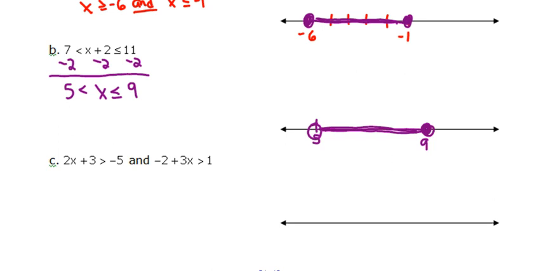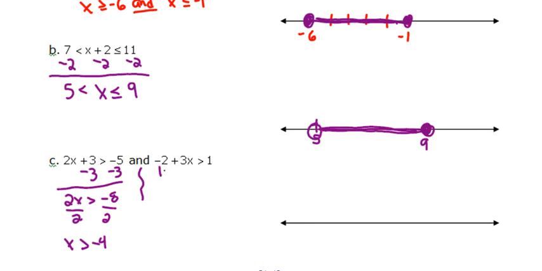This one again says and, so we've got our inequalities separated. That's okay. I'm going to first subtract 3 on both sides. So I have 2x is greater than -8. Here I'm going to divide by -2, and I get x is greater than -4.